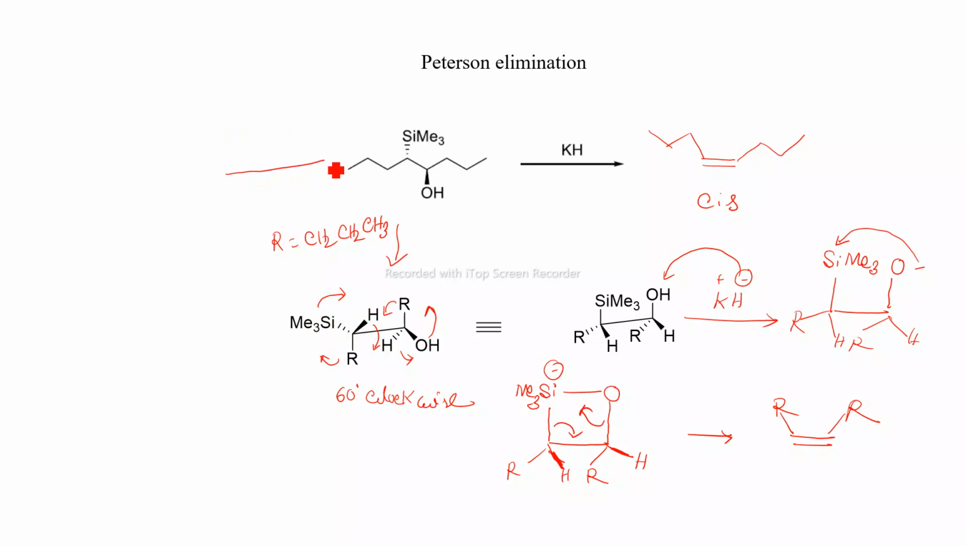If the same reaction is treated with H plus and water, what will be the product? That time the stereochemistry will be trans. This is syn periplanar geometry, because syn periplanar means SiMe3 and OH are on the same side. But that time SiMe3 and OH would be on different sides, I mean at 180 degrees to each other. That's why I call it anti-periplanar geometry, and this is syn periplanar geometry because the dihedral angle is 0 degrees. So any guess, any answer?